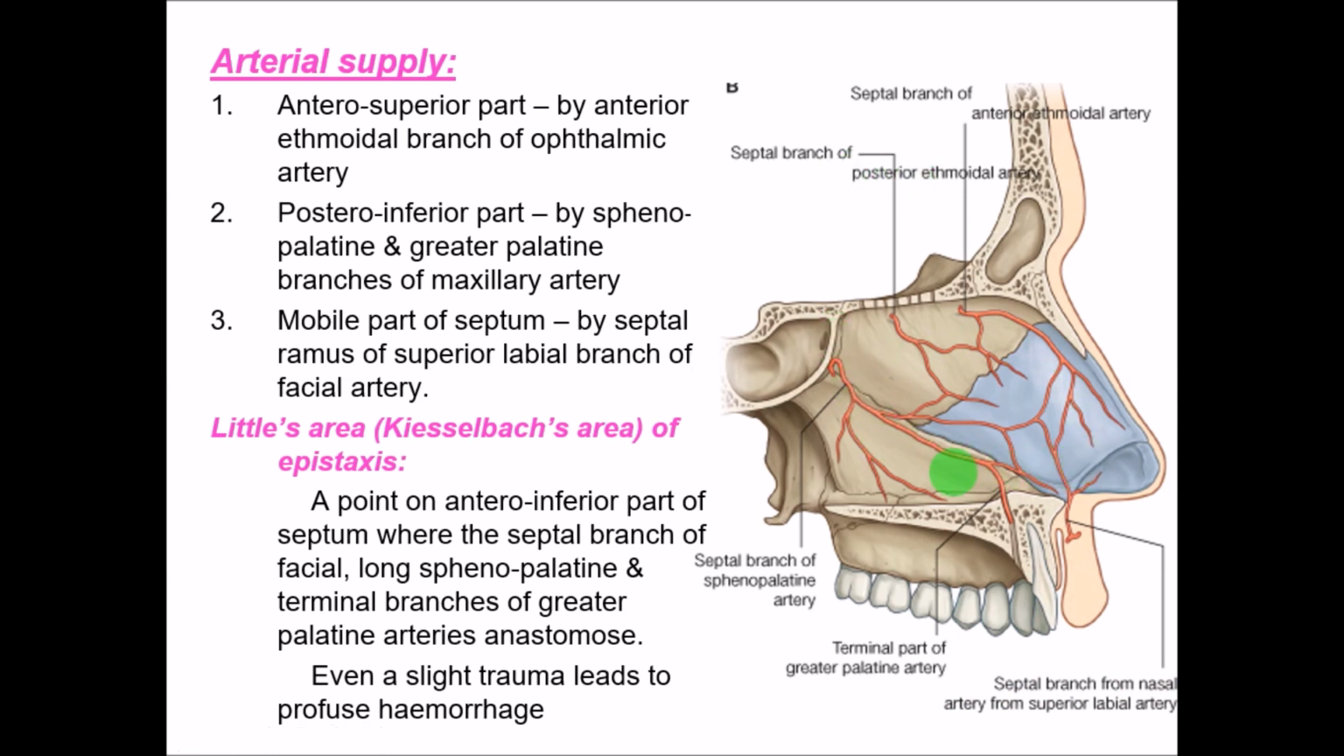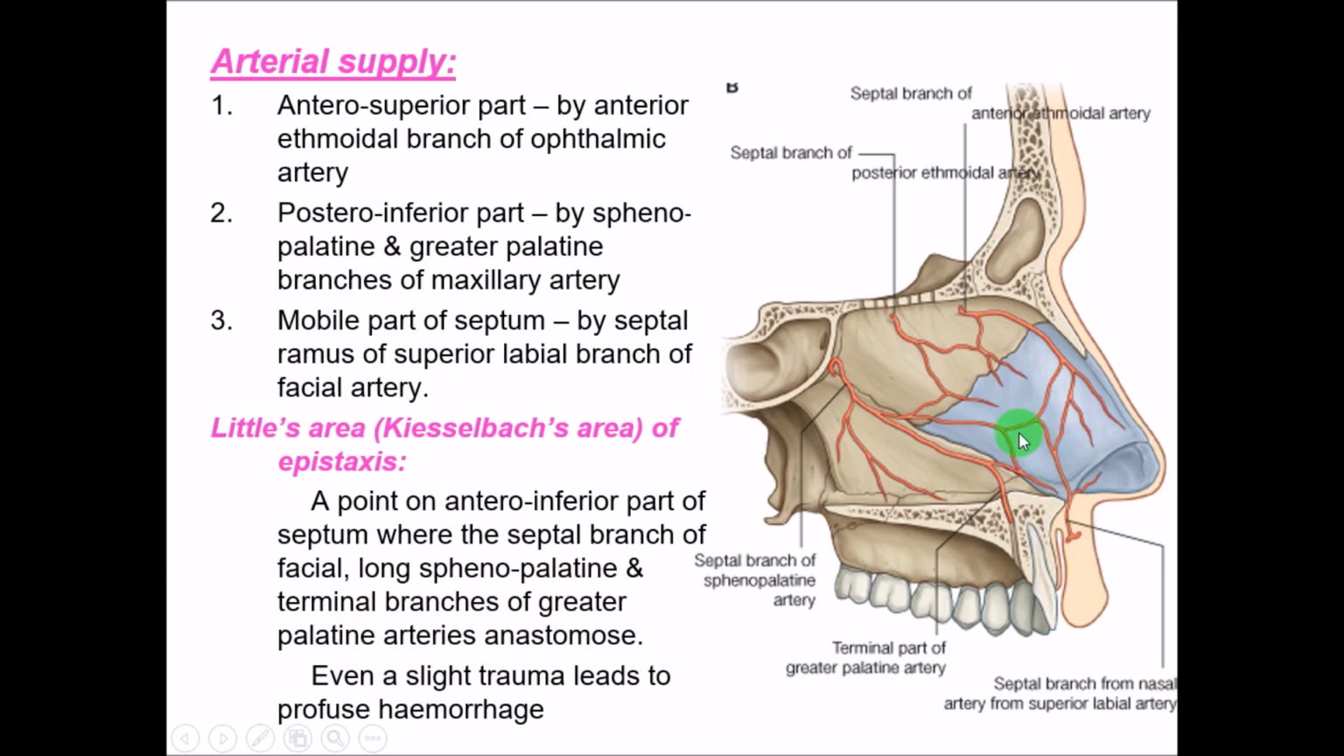And there is a very important clinical area, that is called the Little's area, or it is also called the Kesselbach's area, which is important in case of epistaxis, that is the bleeding from the nose. A point of the antero-inferior part of the septum, where the septal branch of the facial artery, the long sphenopalatine as well as the terminal branch of the greater palatine artery anastomose.